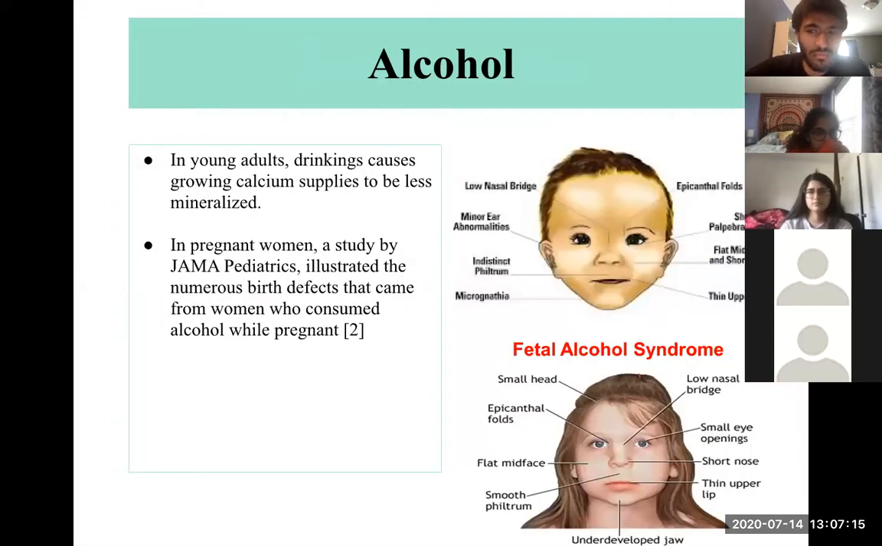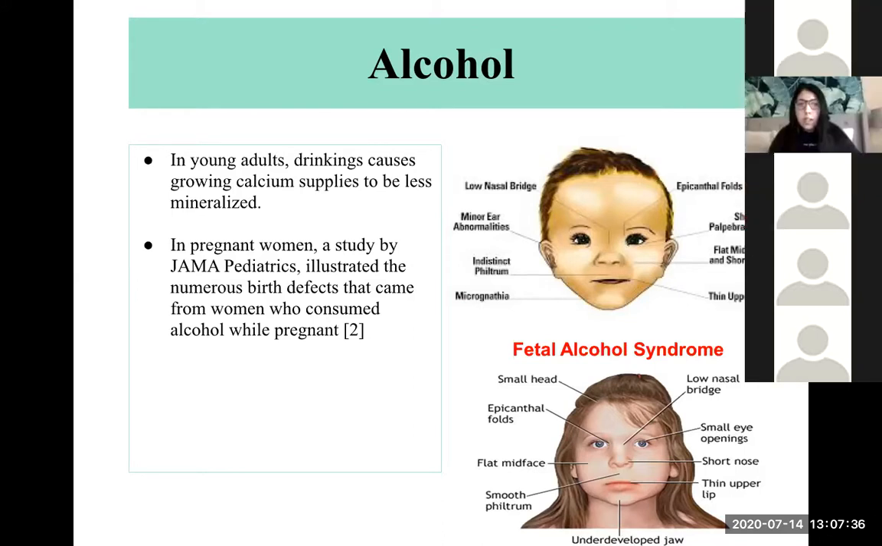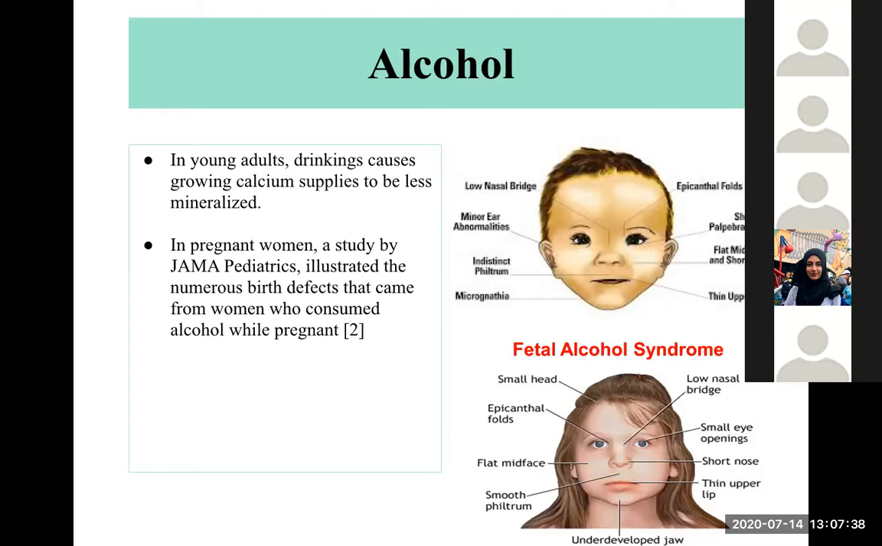So in young adults, drinking is especially important because it causes the growing calcium supplies to be less mineralized in the bones. And so you might not think of it when you're 16, how much you're drinking, but it actually harms the bones a lot because it causes the calcium supplies to become really less mineralized. And you're not going to see the consequences of that until you're in your 60s, 70s, and 80s. And that's when osteoporosis comes and your bones become really brittle and weak. And that's why people break a lot of their hips or bones get broken really easily in their older ages.